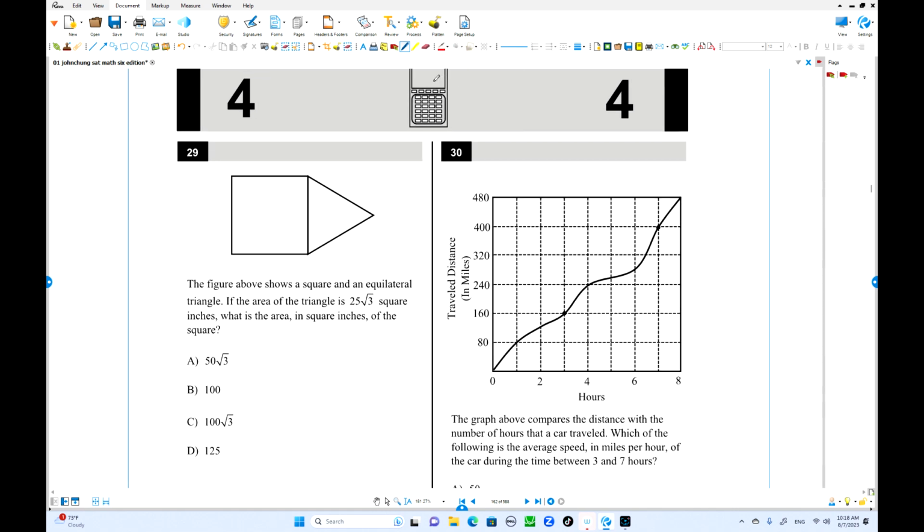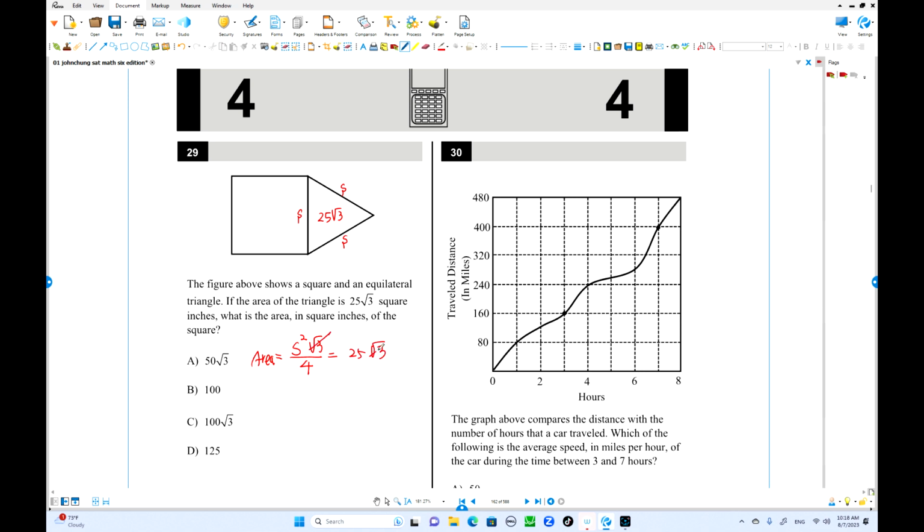We have a square and an equilateral triangle combined. The area of this triangle is 25√3. With this equilateral triangle, let's say the side is S. You know the formula for the area of an equilateral triangle, okay? So you know that it's S squared times √3 over 4, isn't it? That's the area of an equilateral triangle. This one equals 25√3.